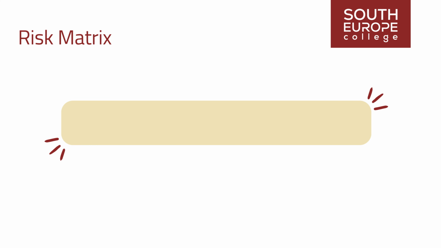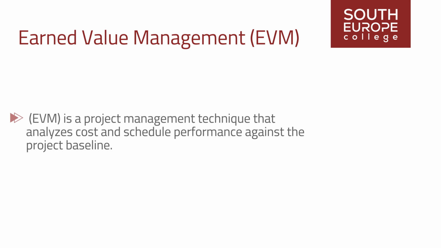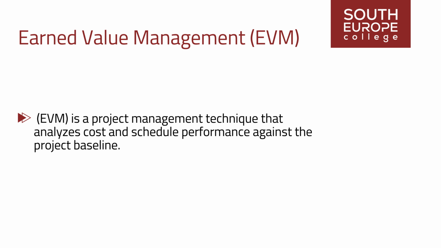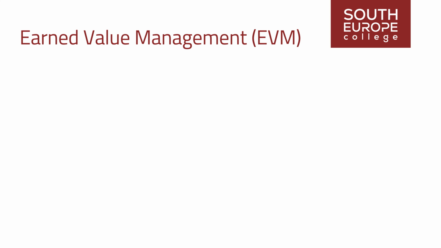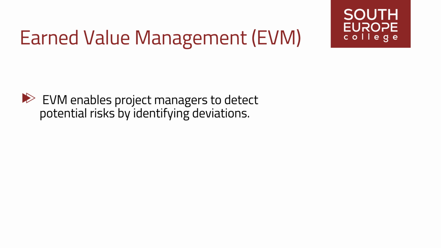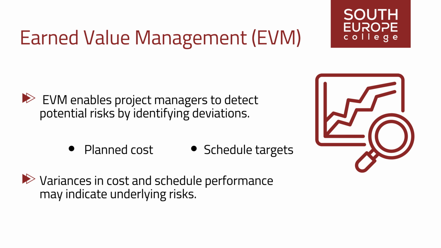In addition, the risk matrix is used to assess newly identified risks or priority changes in risks in case their probability or impact changes. Earned value management, EVM, is a project management technique that analyzes cost and schedule performance against the project baseline. EVM enables project managers to detect potential risks by identifying deviations from planned cost and schedule targets. Variances in cost and schedule performance may indicate underlying risks that require further investigation and mitigation.